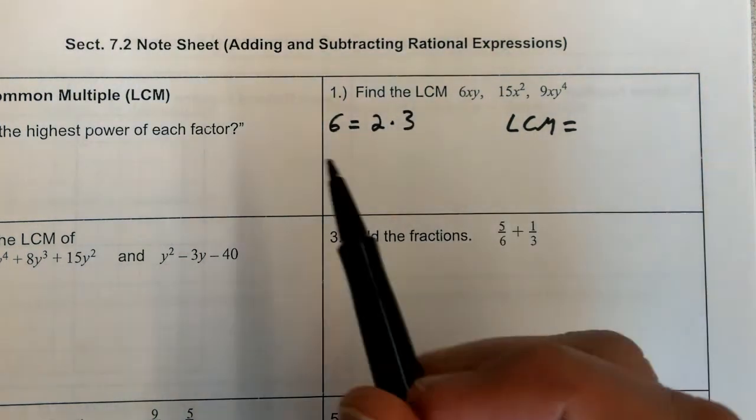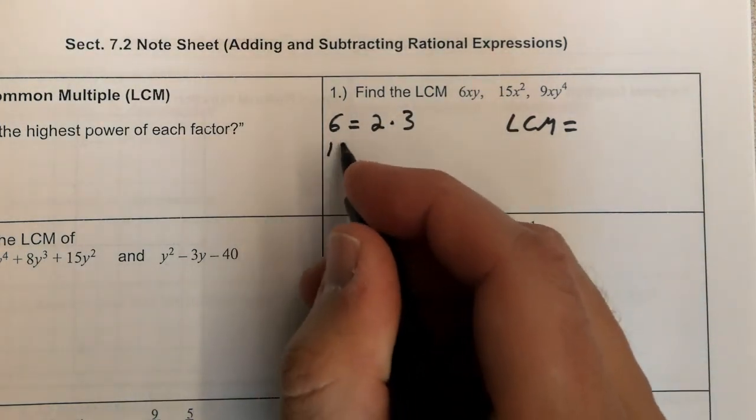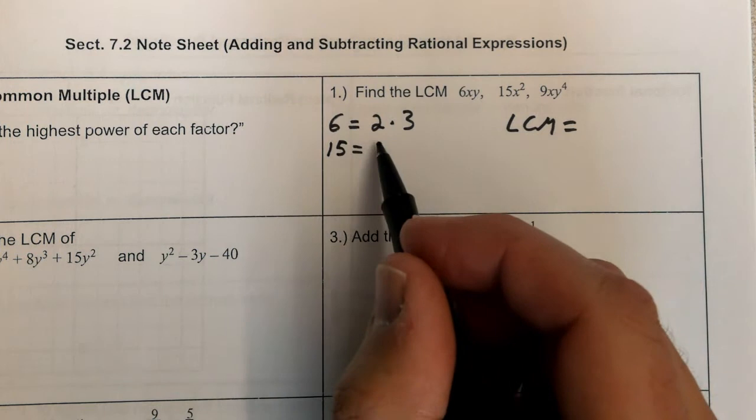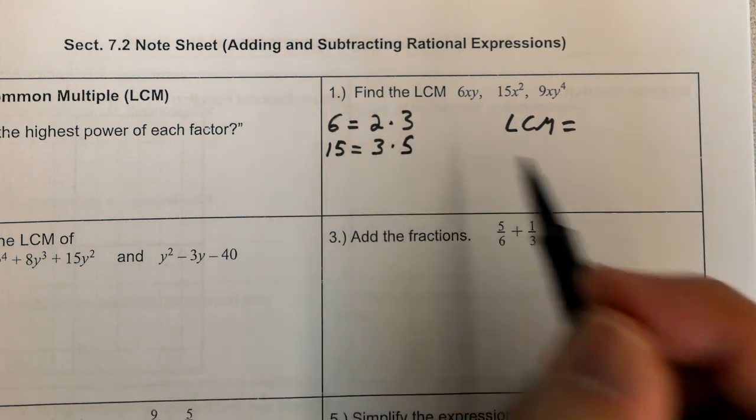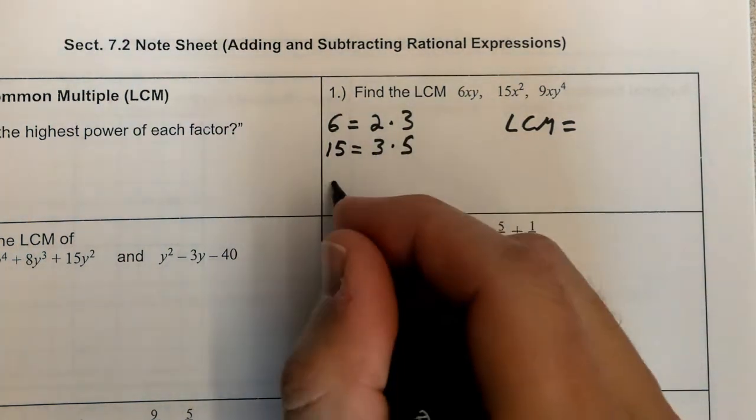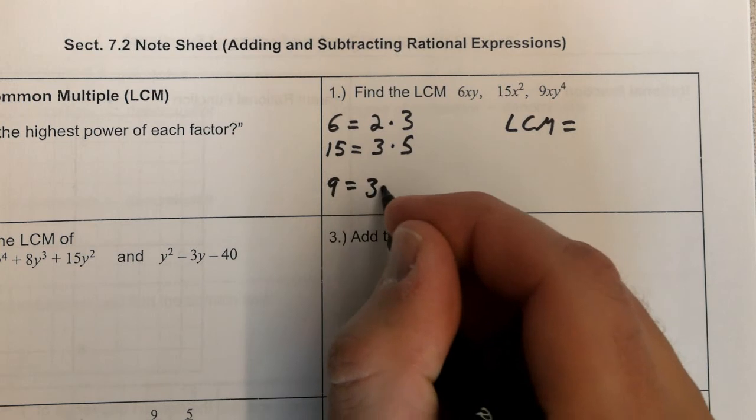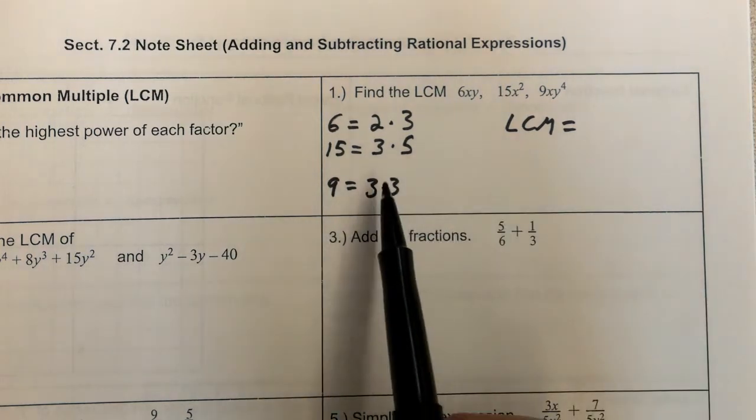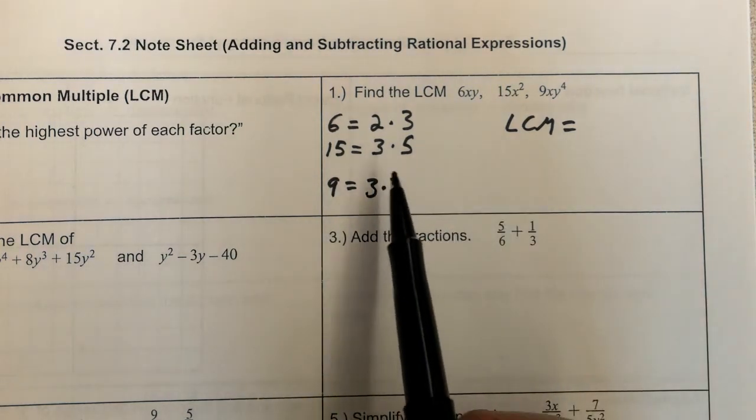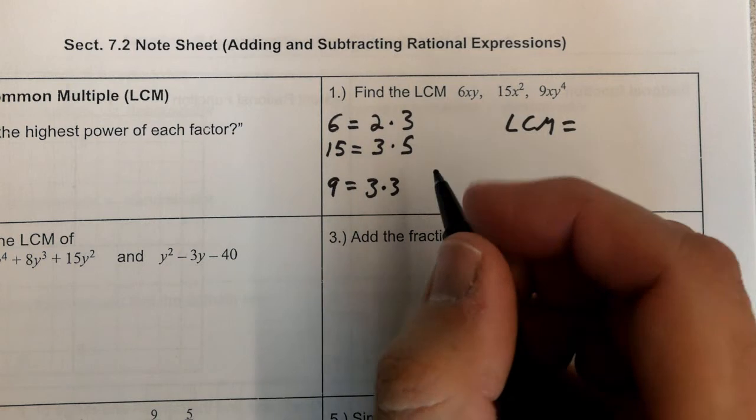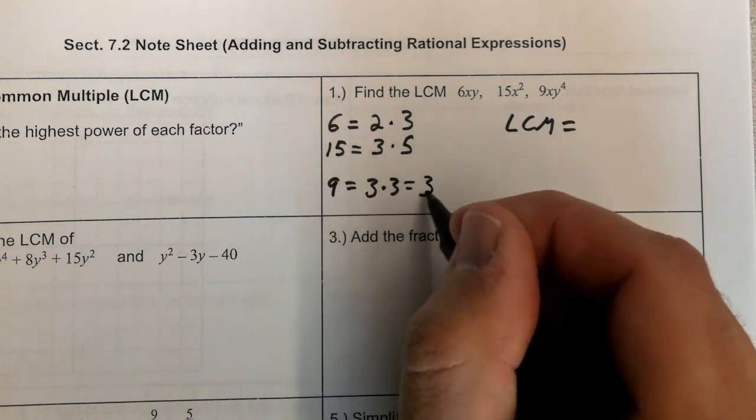All right. Then I'm going to look at 15, and I'm going to factor that. 15 breaks into 3 times 5. And then I'm going to look at 9. 9 breaks into 3 times 3. And then any repeated factor, just raise it to the correct power. So this is going to be 3 squared.